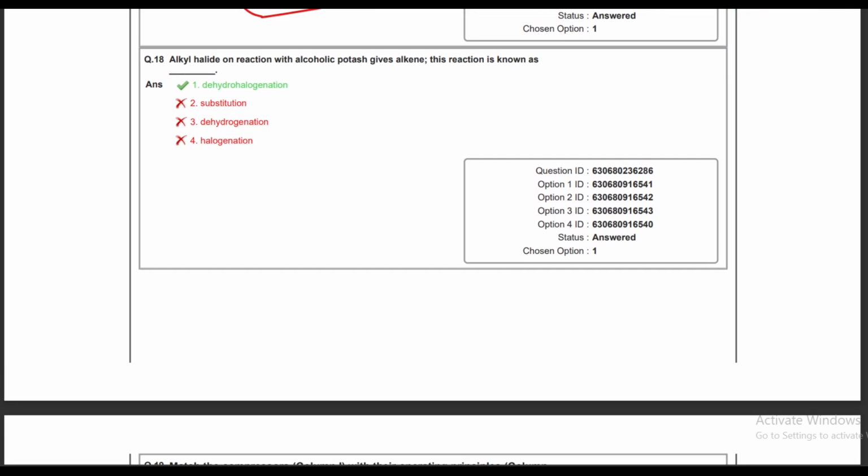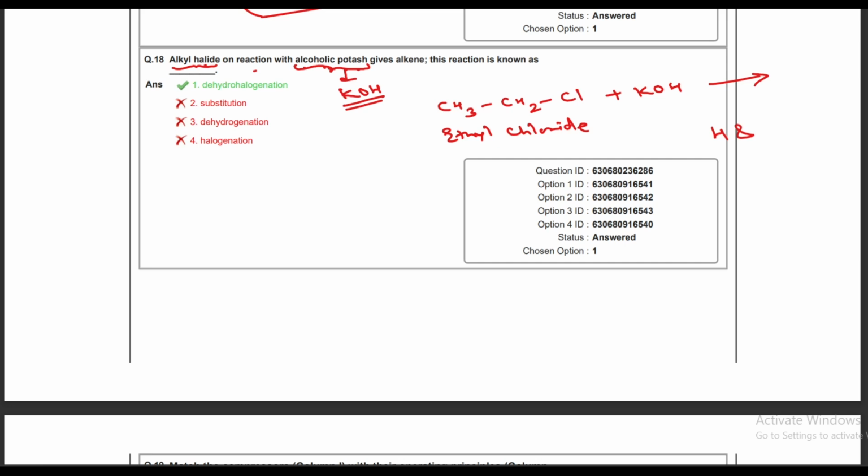In the next question, alkyl halide on reaction with alcoholic potash gives alkene. This reaction is known as dehydrohalogenation, substitution, dehydrogenation, or halogenation. First of all, you can take any alkyl halide. Let's take ethyl halide, ethyl chloride. It is going to react with alcoholic potash, meaning potassium hydroxide. The product is alkene, so there will be a release of hydrogen and halogen. So the answer should be dehydrohalogenation.